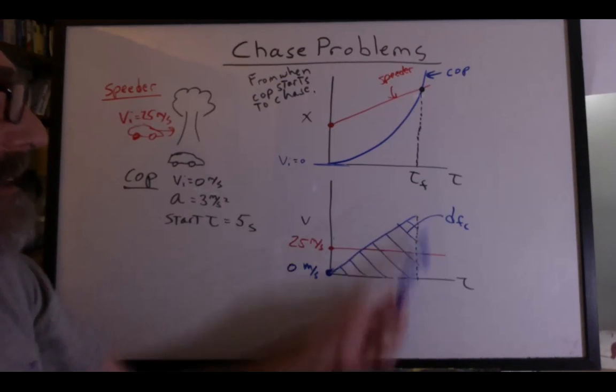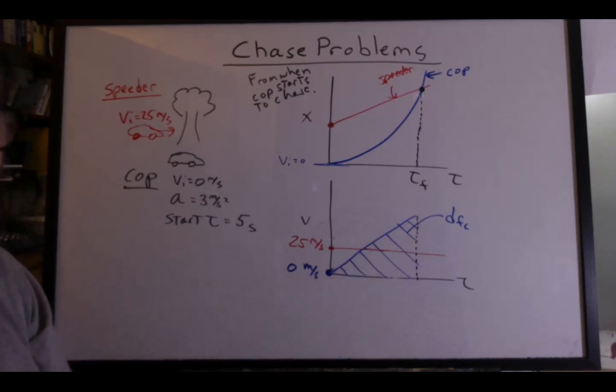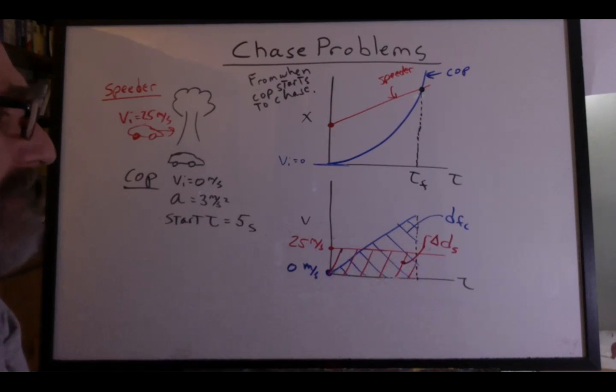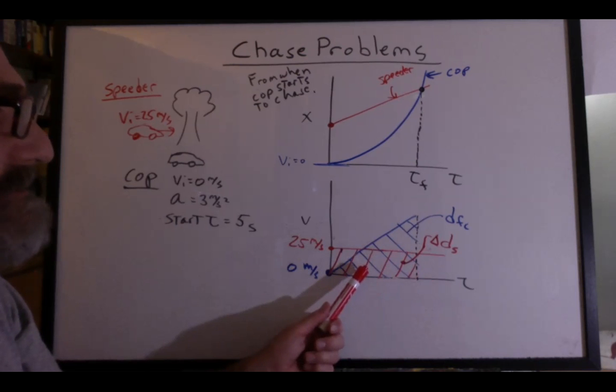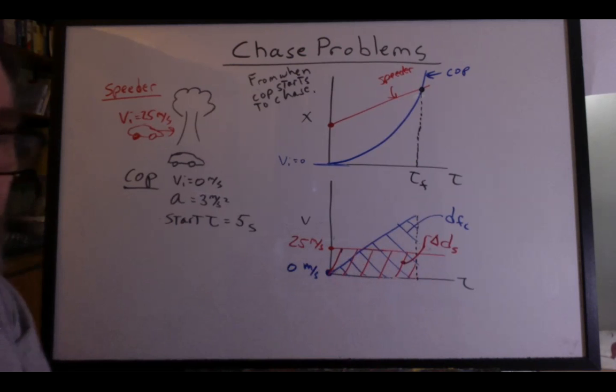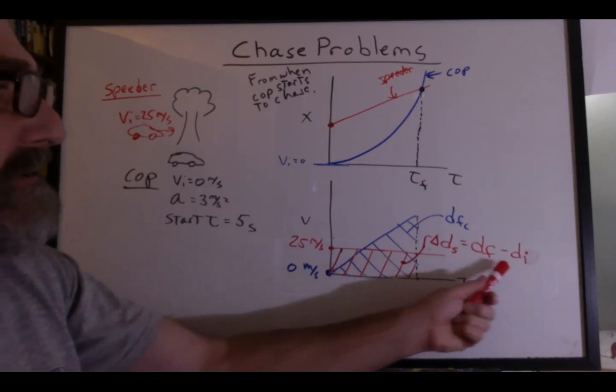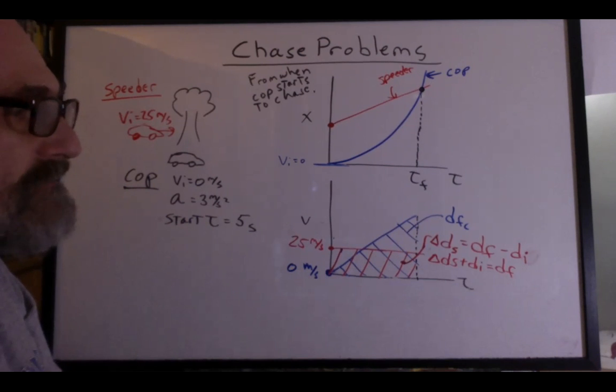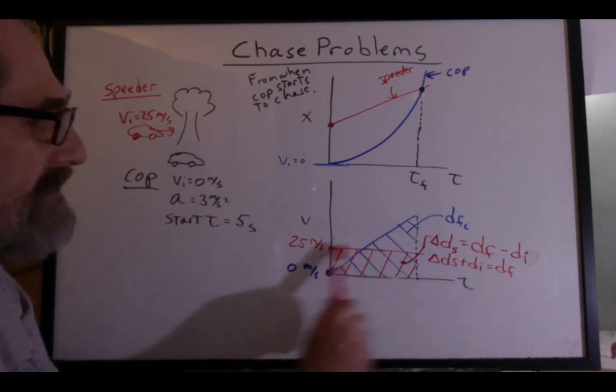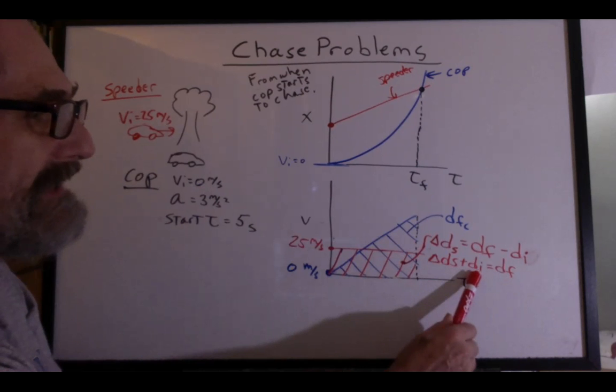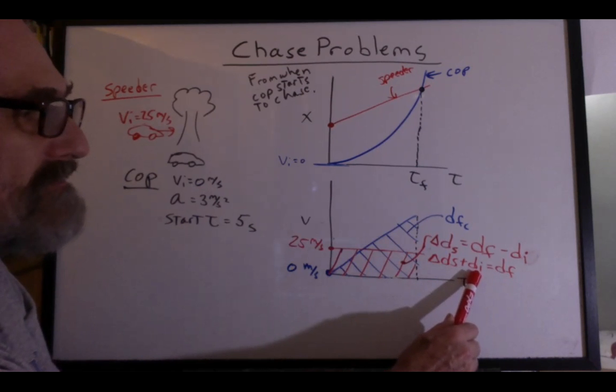So the area of the blue triangle is how far the cop traveled, and the red rectangle is the distance traveled by the speeder while being chased. That's a final minus an initial. To get the final distance of the speeder, we take this area and add the initial distance of 125 meters.